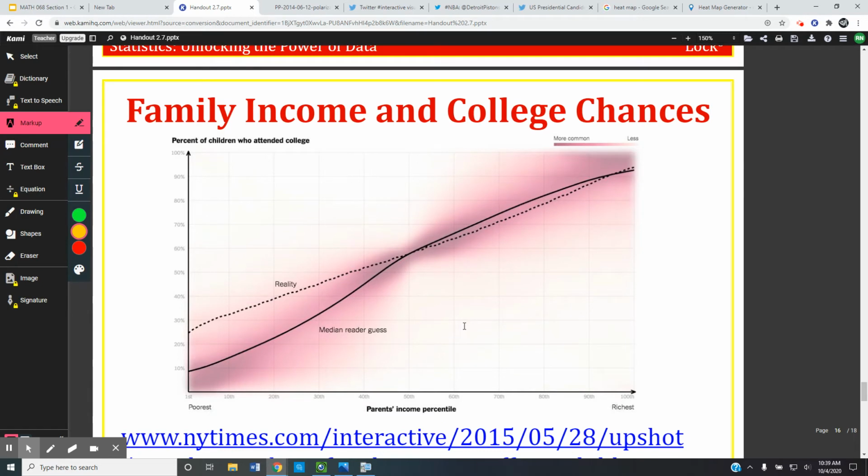Family income and college chances. On the explanatory axis we have income percentiles, and on the response we have percent of children who attend college. So you can see we have a positive correlation, an association, which doesn't mean causation. But what we do seem to see is a trend in the data: as parent income percentiles increase to higher percentiles, remember, we've talked about these percentiles, then the chances of a child attending college seem to increase. Well, no kidding, right? I'll see how this interactive map works for me.